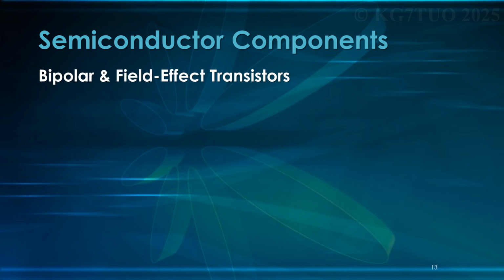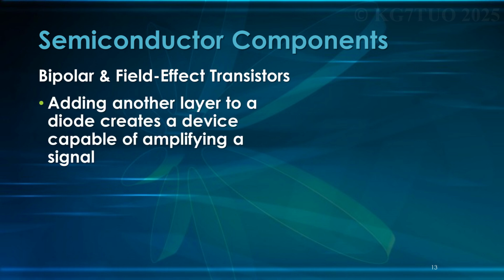Bipolar and field effect transistors. So I think we talked about those, FETs. Adding another layer to a diode creates a device capable of amplifying a signal. Why would we want to amplify a signal? Because your antenna is receiving millionths or trillionths of a volt coming in, and that ain't enough to drive the speaker for you to hear it, let alone all the electronics that have to process that before you can put out an audio signal.